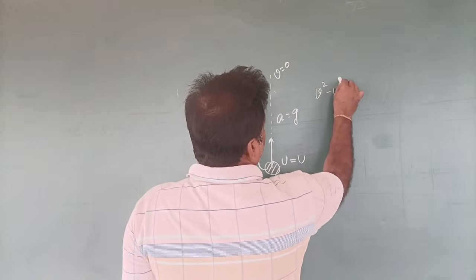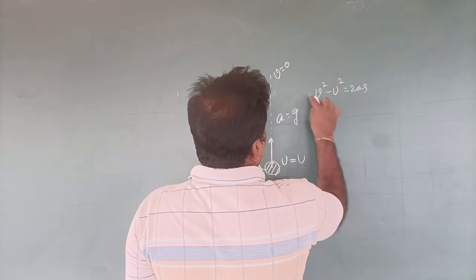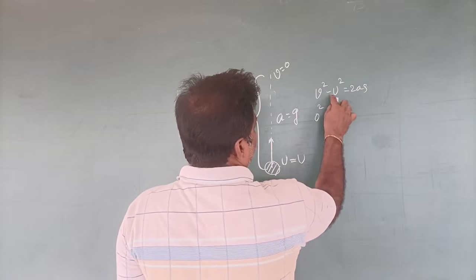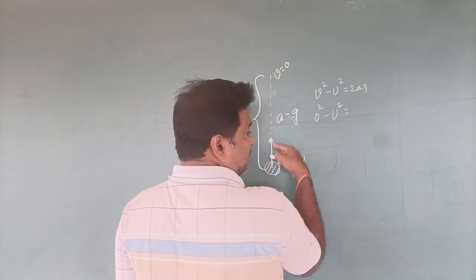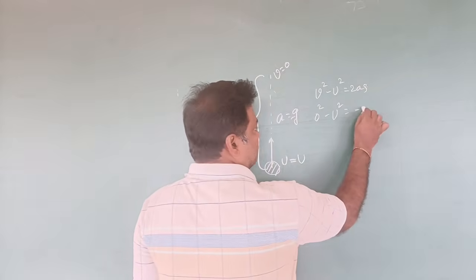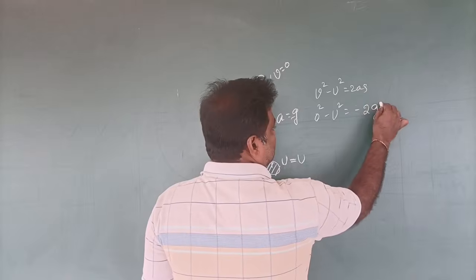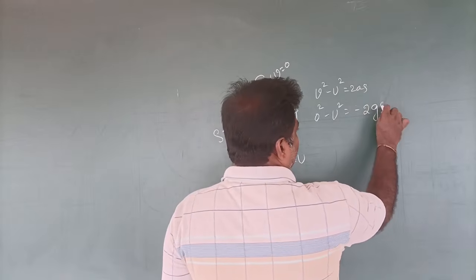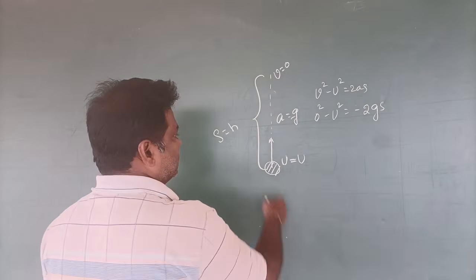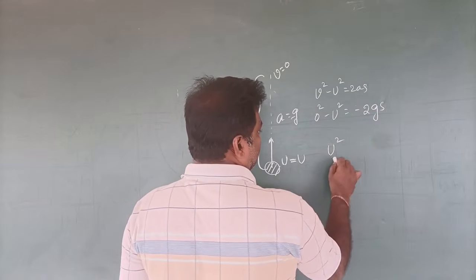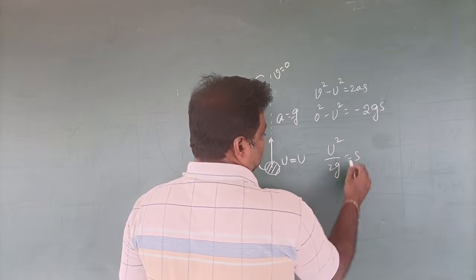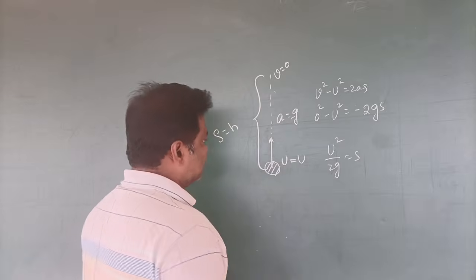v square minus u square is equal to 2as. v is equal to 0, u is u only. Then a is equal to minus g because it is under deceleration, so you will get minus 2g. S is equal to h or s, whichever you wish. So minus minus will get cancelled. u square by 2g is the distance covered.